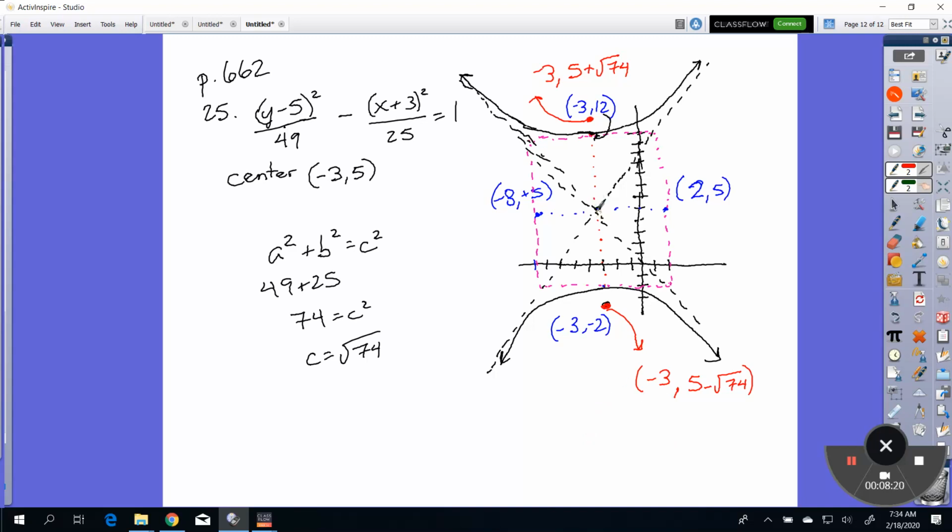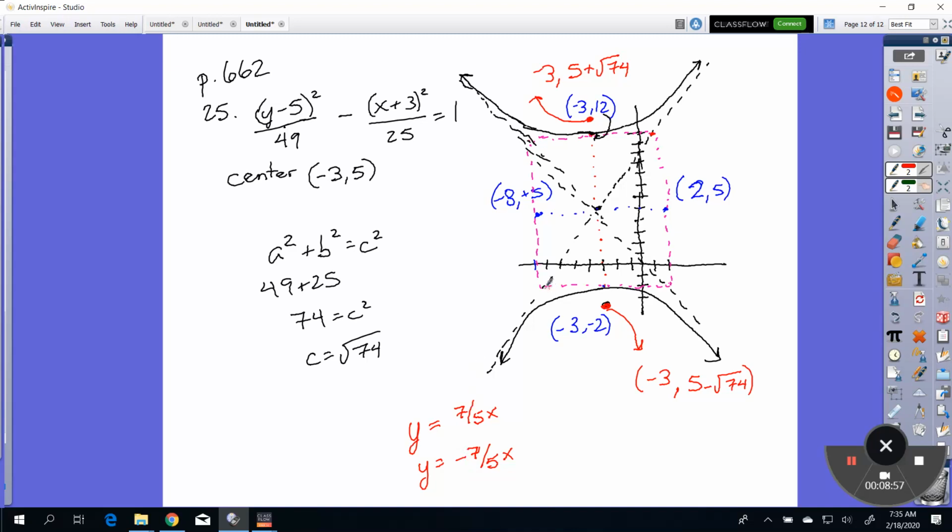Okay, so now on these asymptotes, what's the easy way to get the slope? How far up did we go from the center? We went up 7 and we went to the right 5. So that's the slope. So we're going to have two different lines, right? One's going to have a positive slope and one's going to have a negative slope. It's just rise over run.